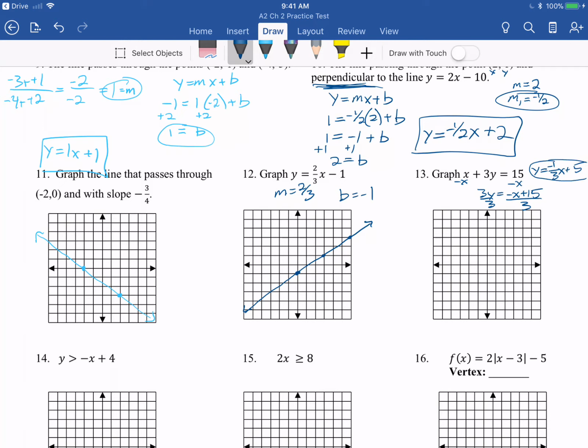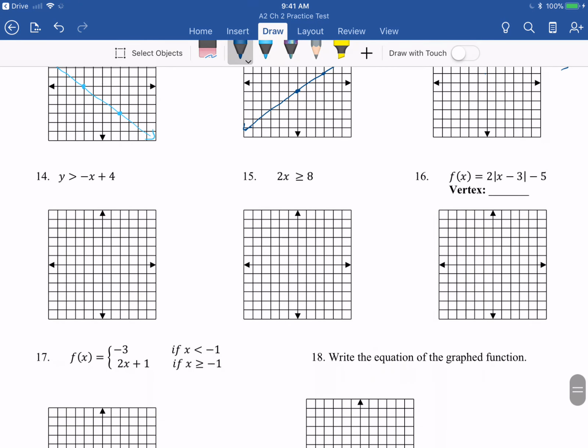So now I start at 5, 1, 2, 3, 4, 5, and then I walk a slope of -1/3. So I go down 1 over 3, down 1 over 3 is right there. So I connect those guys, make my line. So there we go. There's number 13. As I keep moving on here to number 14.